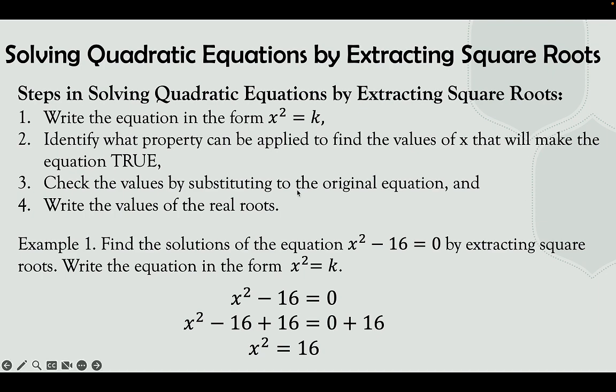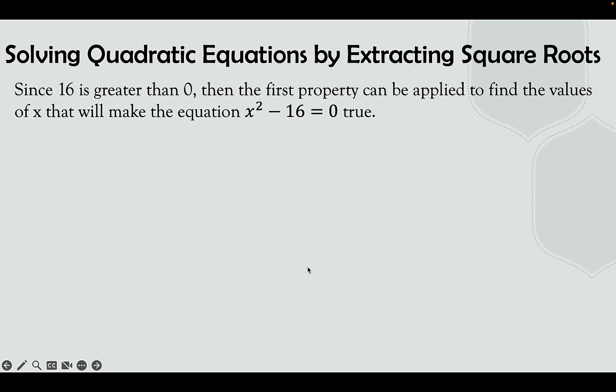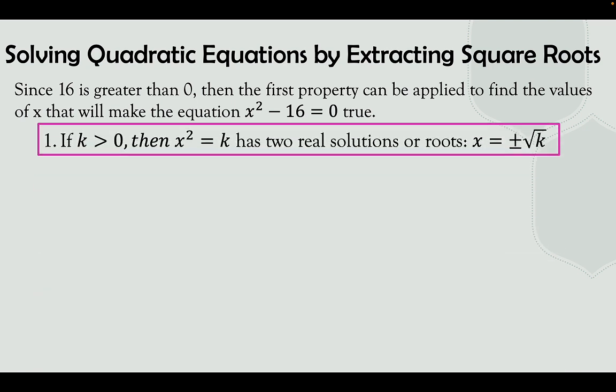Now we have the form x squared equals k. Next, since k is equal to 16 and 16 is greater than 0, the first property can be applied to find the values of x that will make the equation x squared minus 16 equals 0 true. So that means we need to have two real solutions or roots for this one, that is, a positive and negative square root of k.